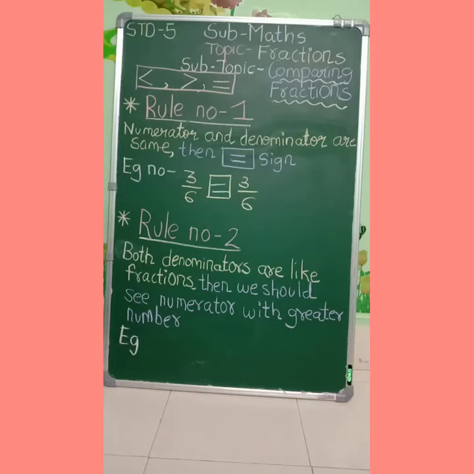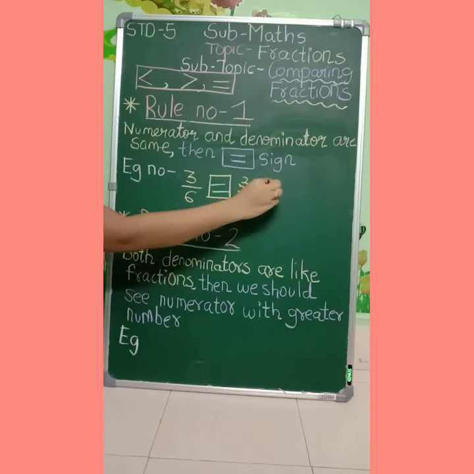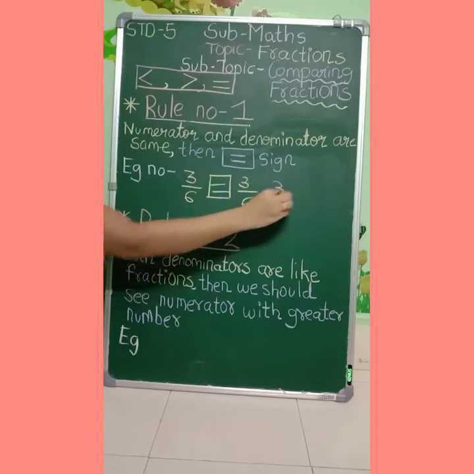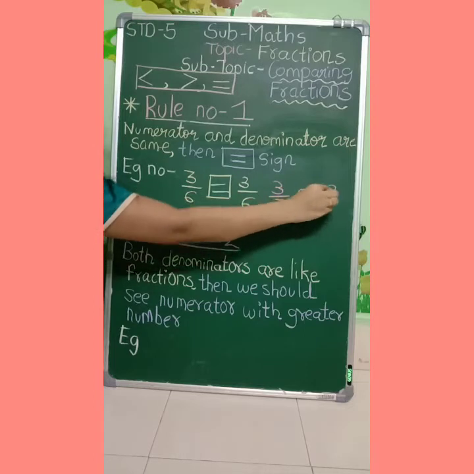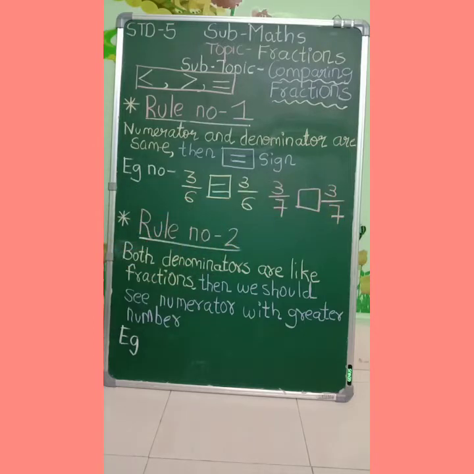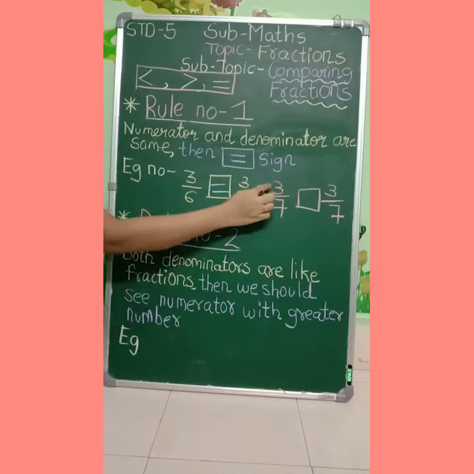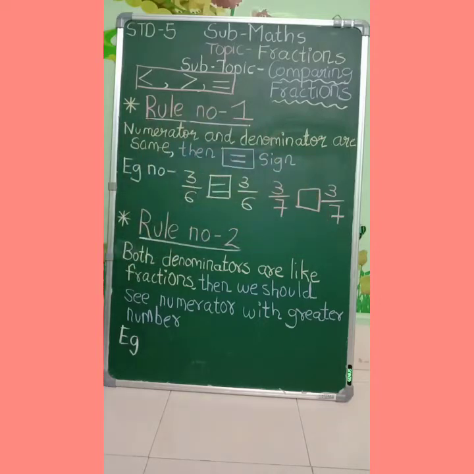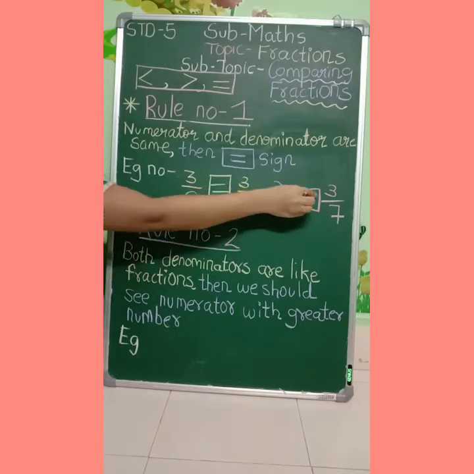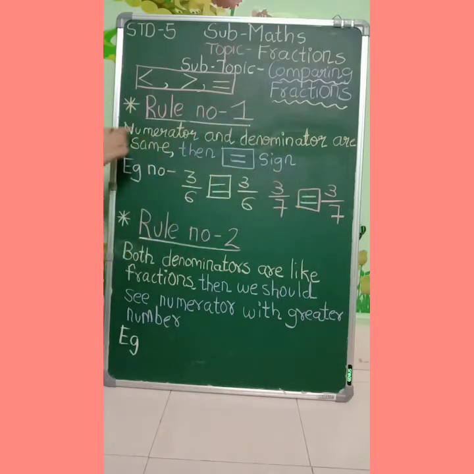Understood? Now see problem set 19. In the first sum there is 3 upon 7 and 3 upon 7. See the numerators are the same. Both the numerator and denominator are the same, then you will put the equal sign. So all of you understood how to compare the numbers. When numerator and denominators are the same, then you have to put the equal sign.